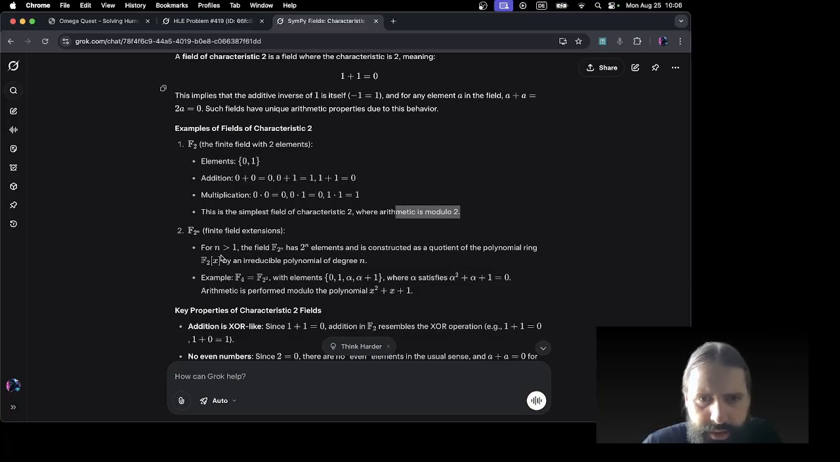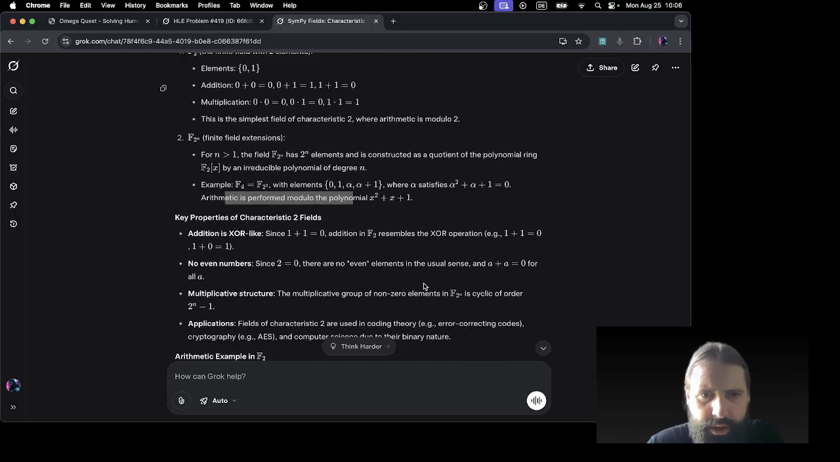Finite field extension. For n bigger than 1, the field F_2^n has 2 to the power of n elements and is constructed as a quotient of the polynomial ring. F4 has elements 0, 1, alpha, and alpha plus 1. Arithmetic is performed modulo the polynomial. Okay, that is too crazy.